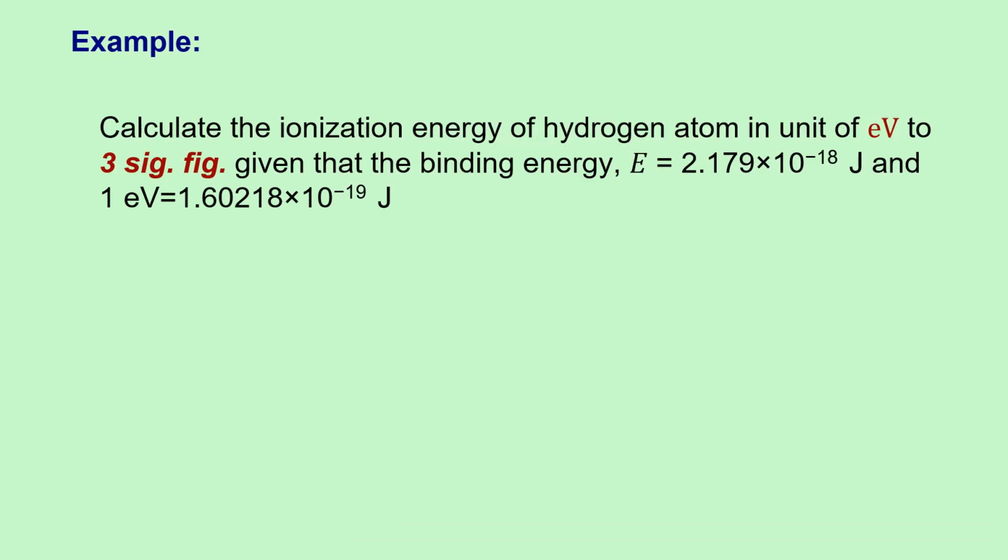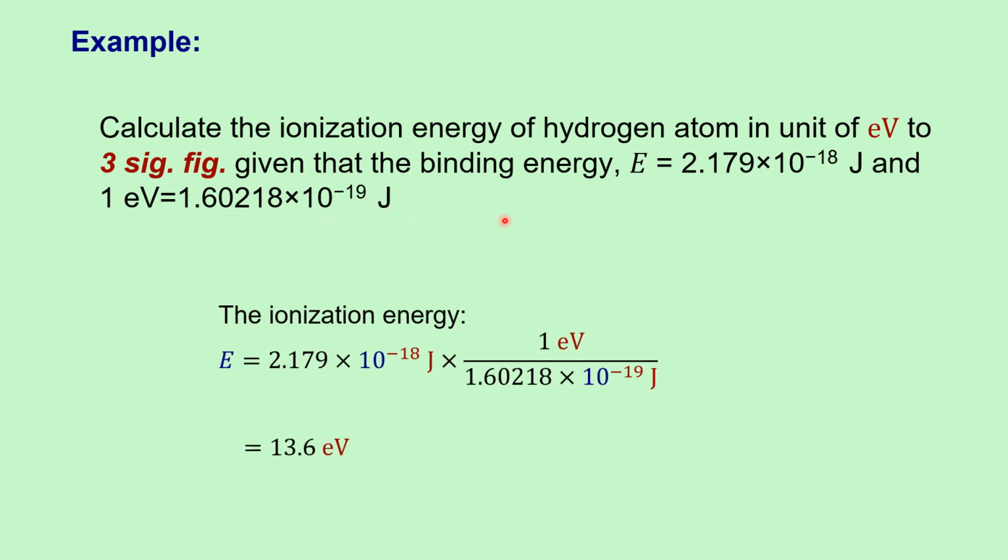One example here: calculate the ionization energy of hydrogen atom in unit of eV, to three significant figures, given that the binding energy is like this, and 1 electron volt has the value of 1.6 times 10 to the power of negative 19 joule. To solve the problem, the ionization energy is equal to this one given here, the energy times the value for 1 electron volt.